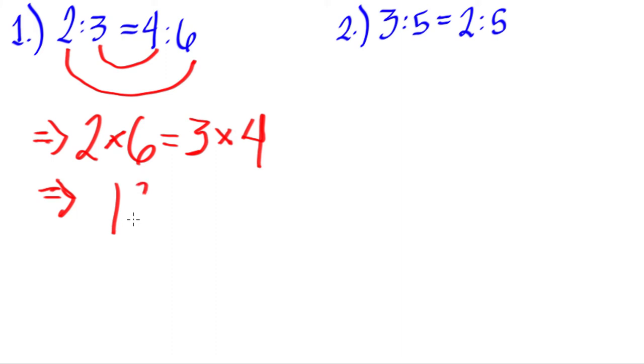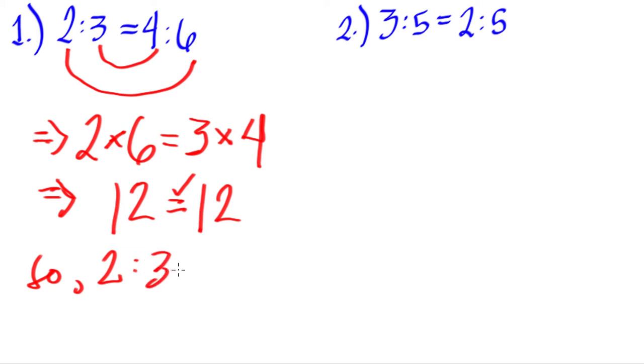And 3 times 4 is also 12. Therefore, 2 is to 3 equals 4 is to 6, since we ended up in an identity. So this is indeed a proportion. We say 2 is to 3 equals 4 is to 6 is a proportion.